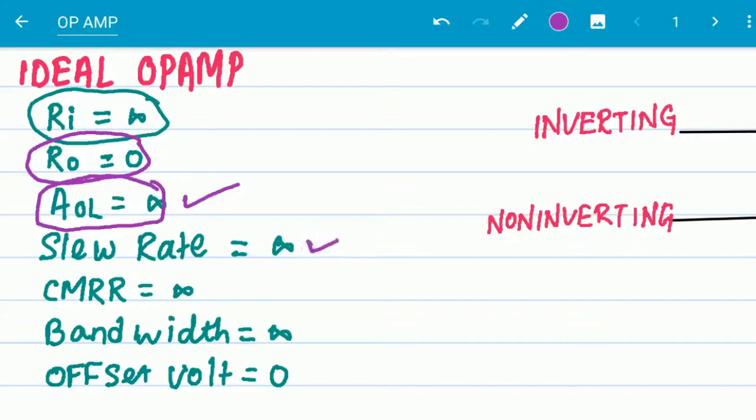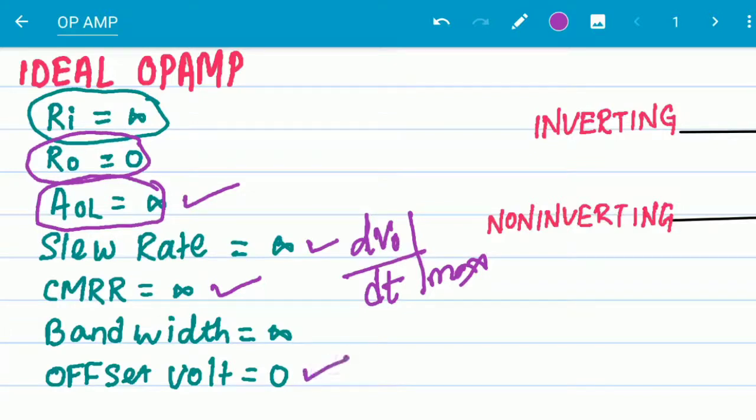What is slew rate? That is dV0 by dt. This is the slew rate, the maximum value of dV0 by dt. The maximum rate of change of output voltage is called slew rate. And CMRR, the common mode rejection ratio, is infinite also. Then bandwidth: bandwidth is also infinite and offset voltage is 0. These are the characteristics of an ideal op-amp.